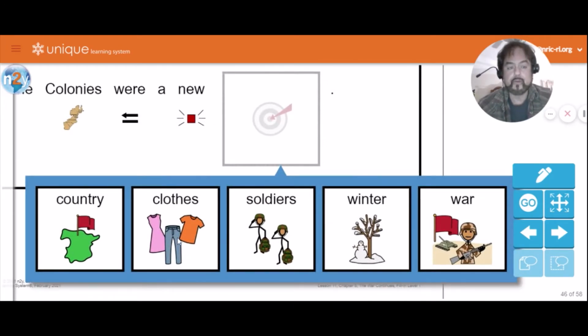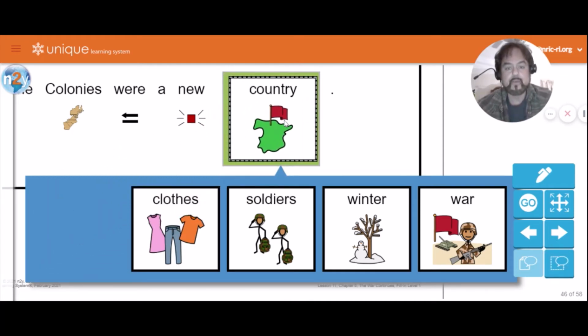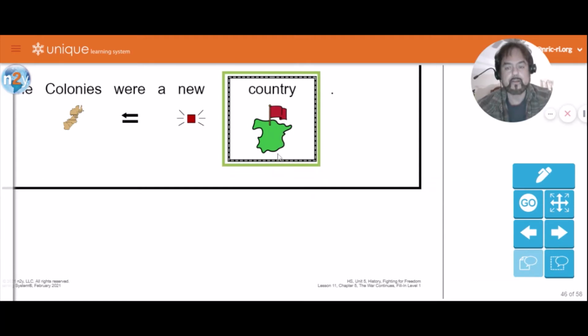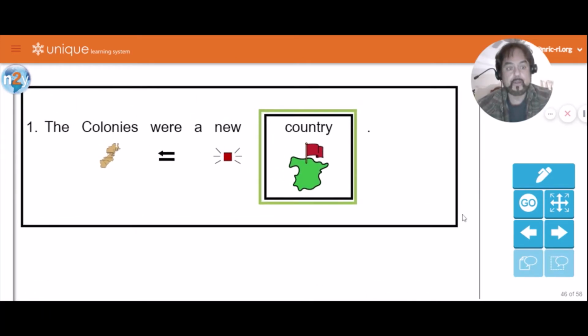The colonies were a new clothes? Probably not. Doesn't make sense. Colonies were a new soldiers? Nope. The colonies were a new winter? Nope. The colonies were a new war? Nope. The colonies, you guessed it, were a new country. The colonies became a country, America. So the American colonies became the United States of America.